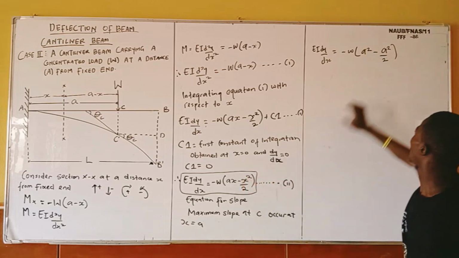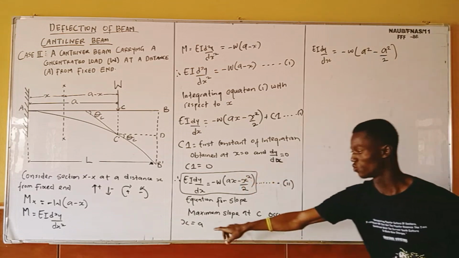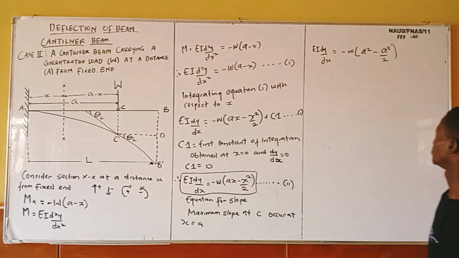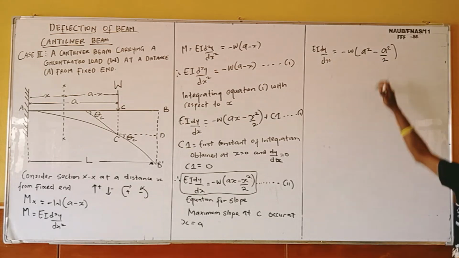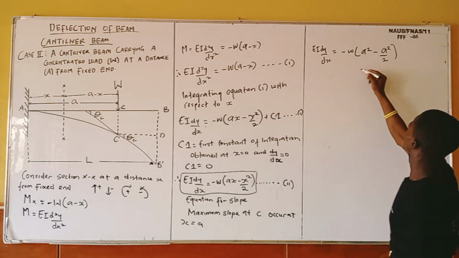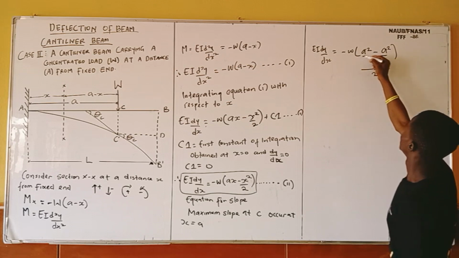Don't forget that in this equation, x is equal to a at point C. I hope you understand to this level. So what we are going to do next is to find the LCM of this one. By finding the LCM, we are going to have 2 here, don't forget.